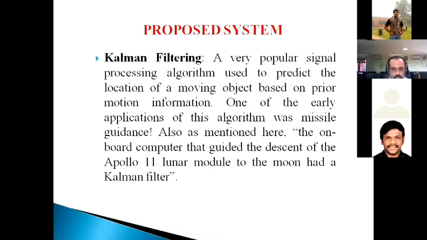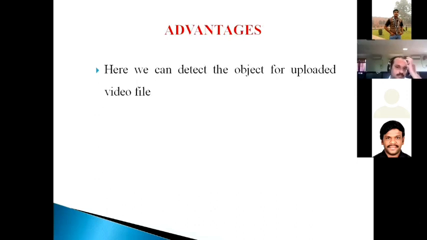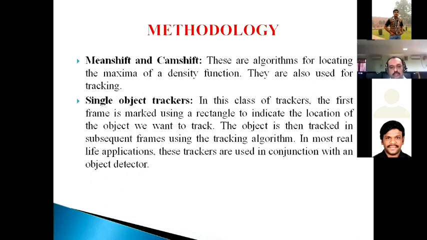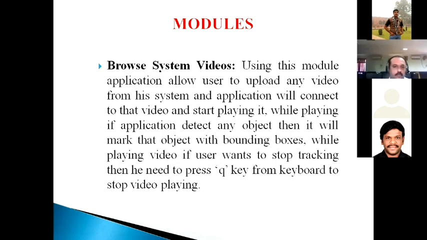One more thing in the proposed method is Kalman filtering, also known as linear quadratic estimation. In this algorithm, a series of measurements observed over time contains statistical noise and other inaccuracies. The advantage is that if you upload a video file, you can find out what the image is, and it will be clearly visible using this method. Here we are using mean shift and cam shift. This is one algorithm where maximum density functions are used. A single object tracker is also used.